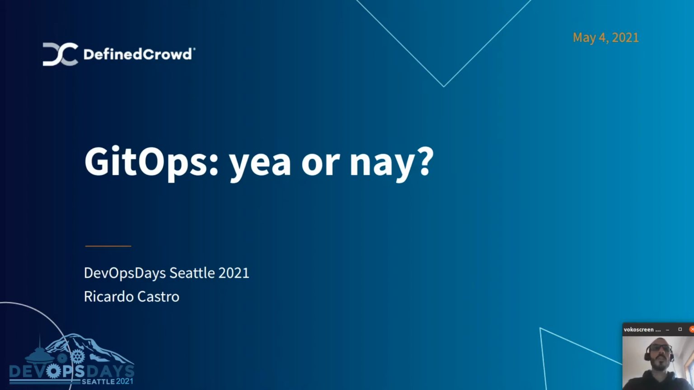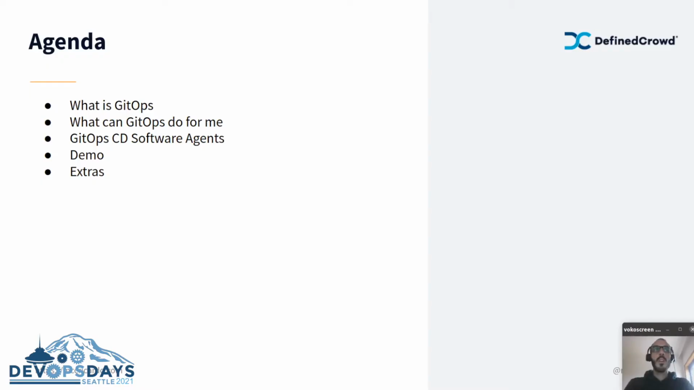So without further ado, we'll delve right into the talk itself and talk about GitOps. So what do we have for today? Today, we're going to have a brief overview of what GitOps is. The idea is for us to have a broad understanding of what GitOps is, some of the things that it can do for us.